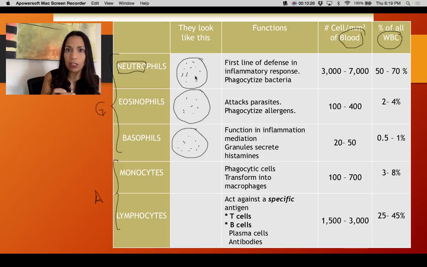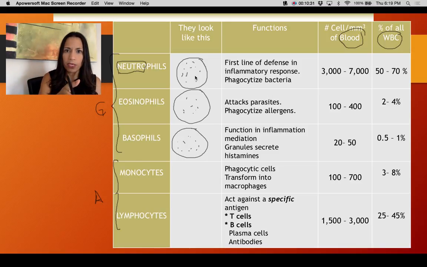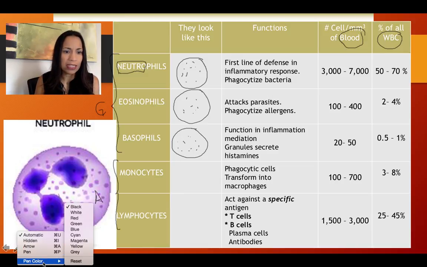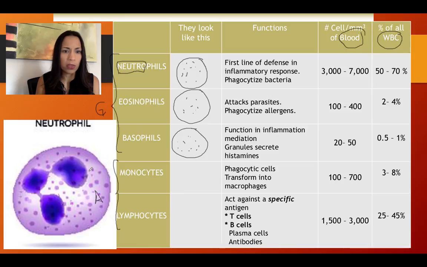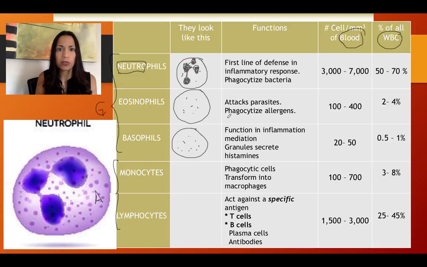So depending on the color they're picking up, we are going to call them neutrophils, eosinophils, or basophils, okay? So neutrophils, they look like this. Look at the nucleus. The nucleus is multi-lobed, which means that you have the nucleus in here, and then it has several parts. It can have up to 5 portions, 5 lobes, okay?